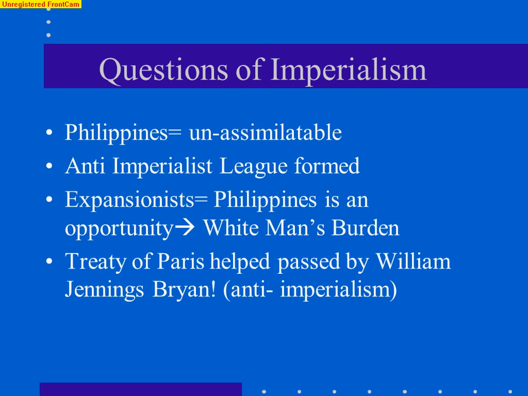business. So, the Treaty of Paris was eventually helped to be passed by William Jennings Bryan, even though William Jennings Bryan was an anti-imperialist, which we'll talk more about later on. But he didn't think that the Filipinos could achieve their freedom until this treaty was settled. He felt that the issue with imperialism in the Philippines was a separate issue.